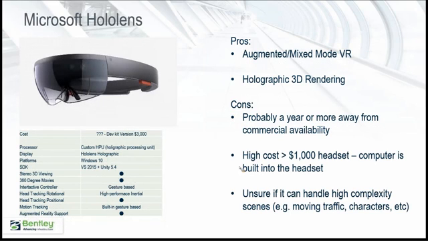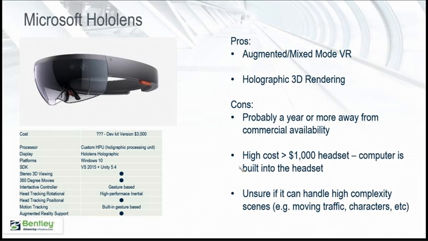And then finally, we have the Microsoft HoloLens. This is a relatively new device, still mostly in beta today. But one of the great things that it provides is this augmented mixed mode VR. So you can be looking at a real scene and then have the VR experience overlaid on top of it. It uses this really nice holographic 3D rendering style. The downside is it's still in beta. It's probably a year or more away from commercial availability.